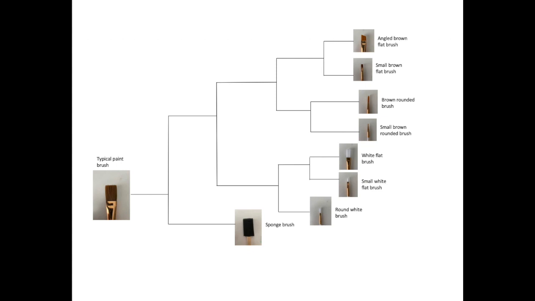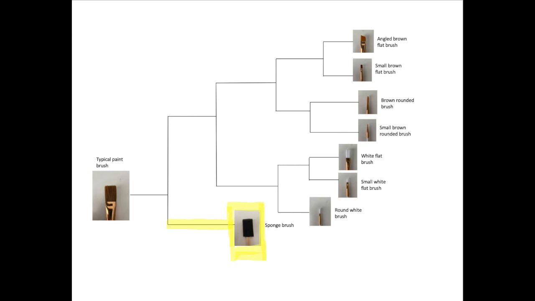It is rooted because the distance between OTUs, operational taxonomic units, is known, as well as because it has an outgroup that can be used for comparison to infer the order of divergence over time. Each different paintbrush is an OTU, and here the outgroup is the sponge brush, which diverged from typical paintbrushes before all the other OTUs.